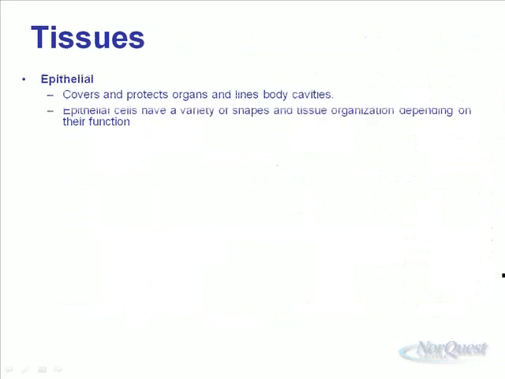When we look at tissue, there's four types. Epithelial, like we've already mentioned, it's a skin-like tissue. You can think about it as the outside surface of your skin, but there's more to it than that. Epithelial tissue covers and protects organs and lines your body cavities. So there's epithelial tissue attached to your intestines, helping to hold them in place and provide them with protection.